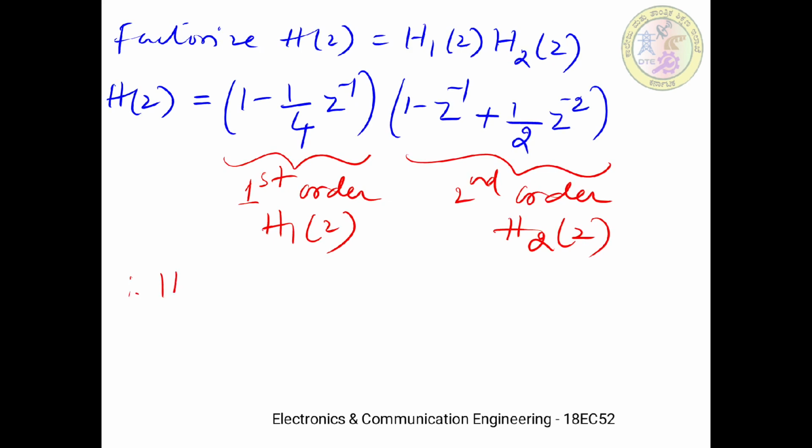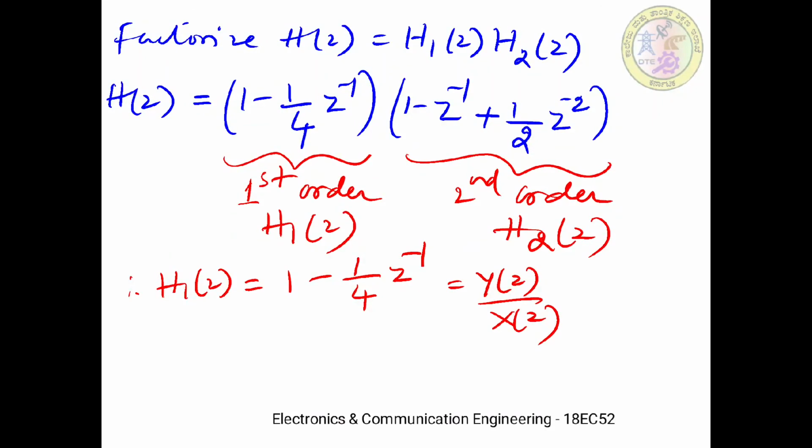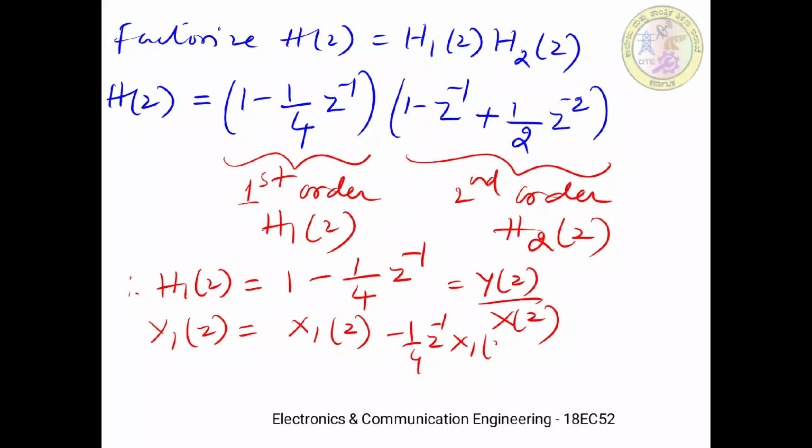From the given problem, h1 of z is nothing but 1 minus 1 by 4 z inverse. This is equal to y of z by x of z. You can just cross multiply and take the inverse z transform. So y1 of z will be equal to x1 of z, now I am indicating inputs as x1 and x2 for the two parts, minus 1 by 4 z inverse x1 of z.